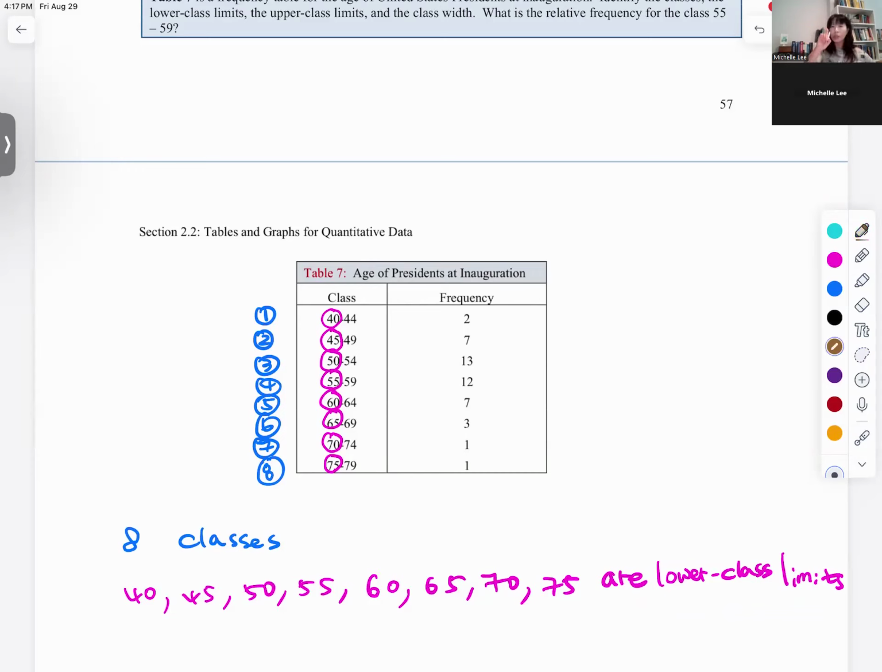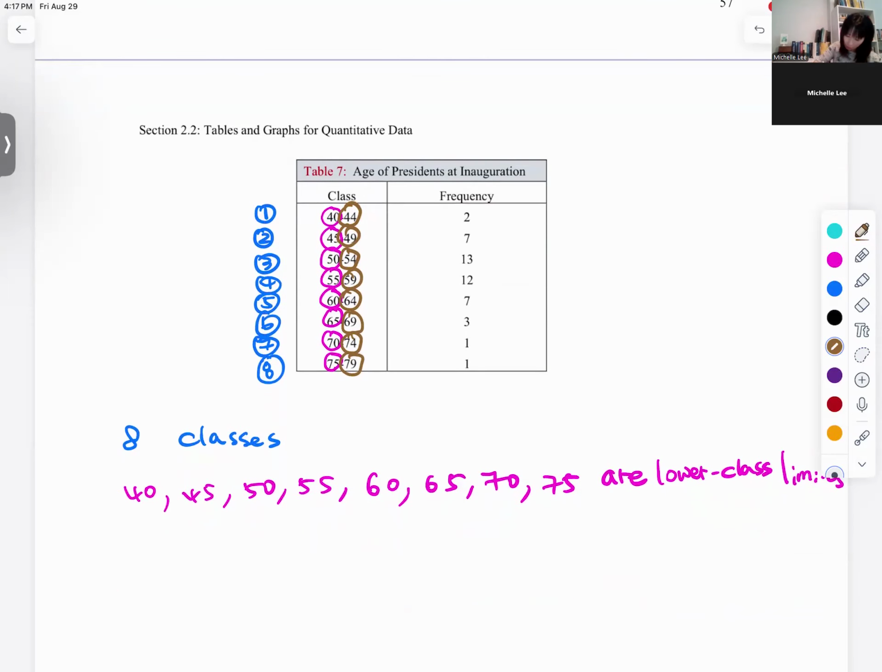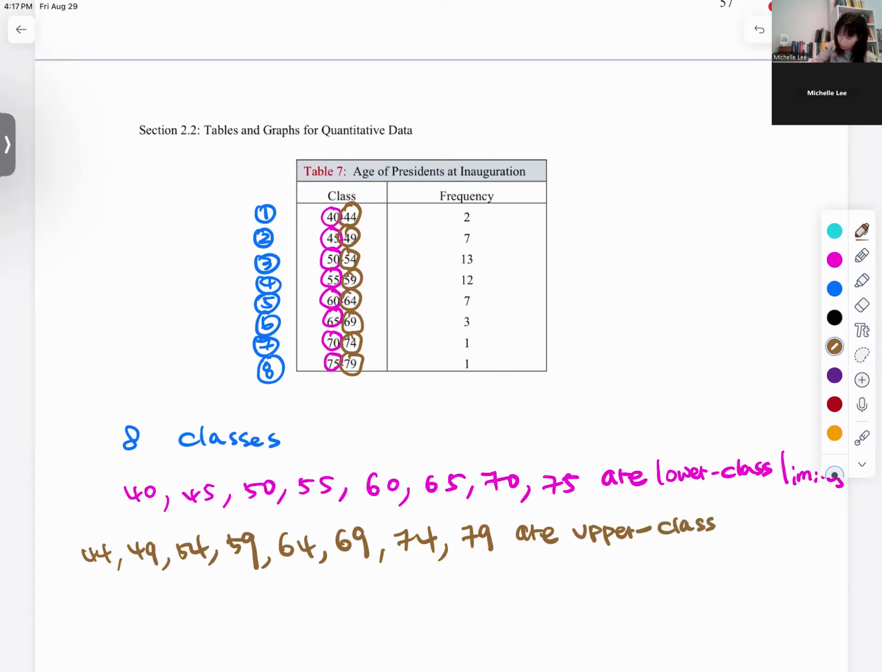Okay. Now, upper class limit. The largest number in that class, right? So 44, 49, 54, 59, 64, 69, 74, 79 are the upper class limits.